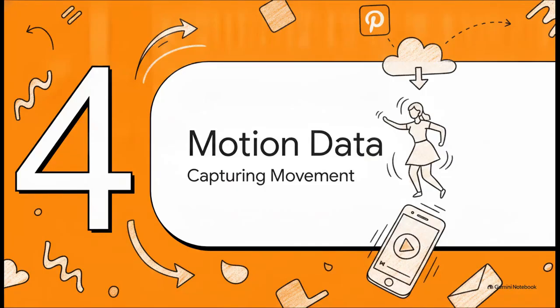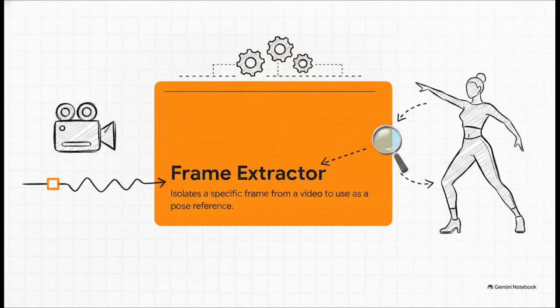Section 4. Extracting the motion data, capturing movement and pose. Okay, so we've got the look, but let's be real. A static image isn't exactly an influencer, right? We need movement. So you head back to Pinterest, find a video of someone performing the exact action you want, like dancing, walking, or lip syncing, and download it. Then you toss that video into a frame extractor and isolate frame number 1.